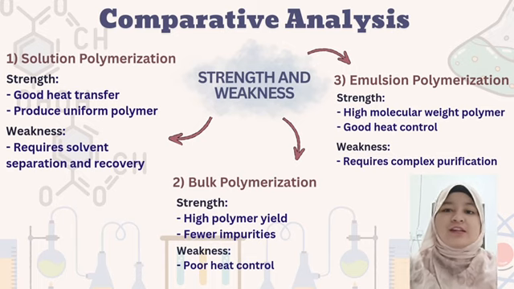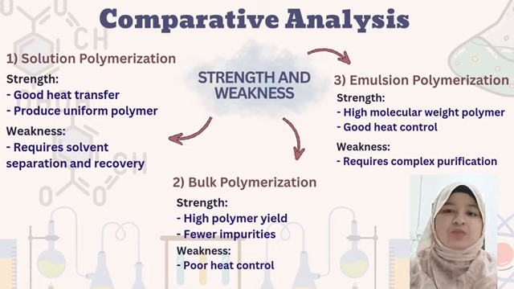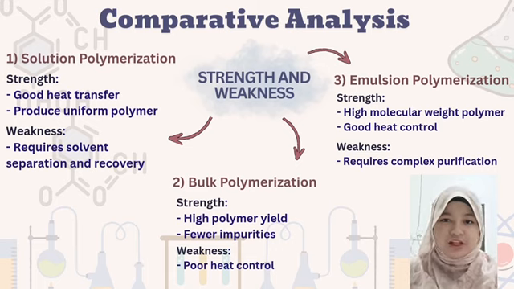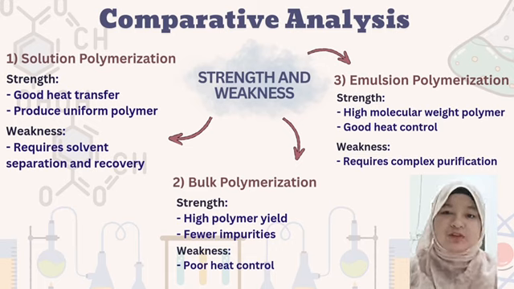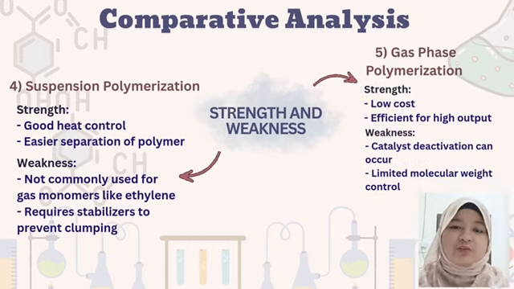Looking at the strengths and weaknesses, solution polymerization offers good heat transfer and uniform polymers, but requires solvent recovery. Second, bulk polymerization provides high yield and fewer impurities, but suffers from poor heat control. Thirdly, emulsion polymerization has excellent heat control and can produce high molecular weight polymers, but requires complex purification. Next, suspension polymerization allows good heat control and easy polymer separation, but is not suitable for gaseous monomers like ethylene.